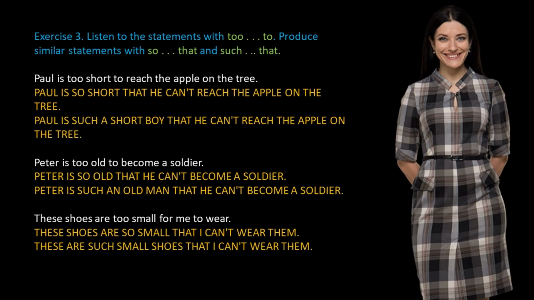Exercise 3. Listen to the statements with to. Produce similar statements with so that and such that. Examples. 1. Paul is too short to reach the apple on the tree. Paul is so short that he can't reach the apple on the tree. Paul is such a short boy that he can't reach the apple on the tree. 2. Peter is too old to become a soldier. Peter is so old that he can't become a soldier. Peter is such an old man that he can't become a soldier.